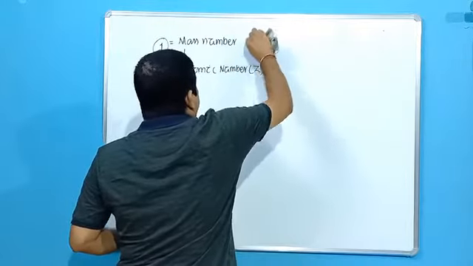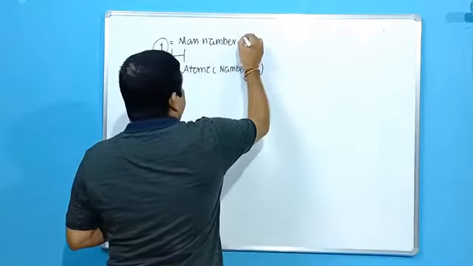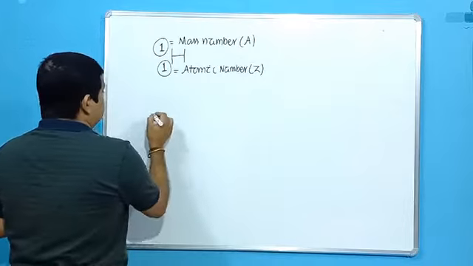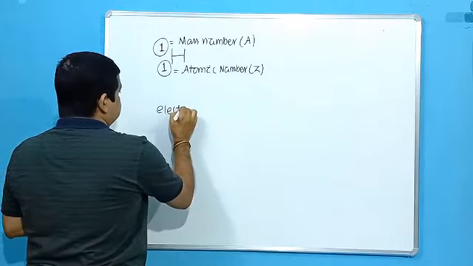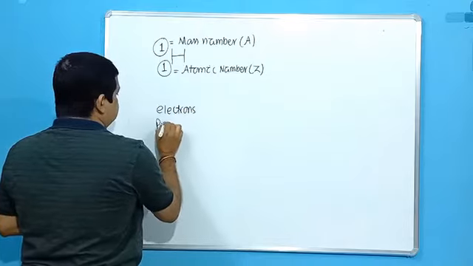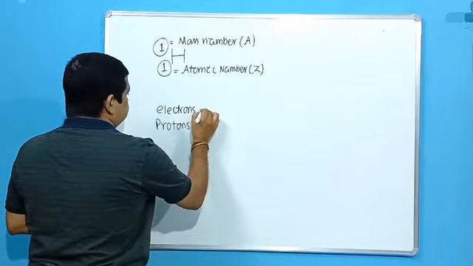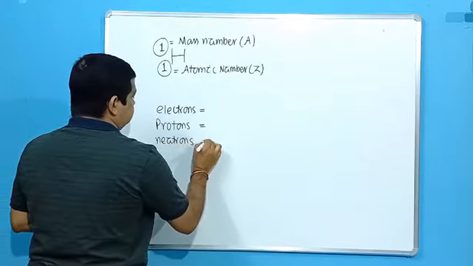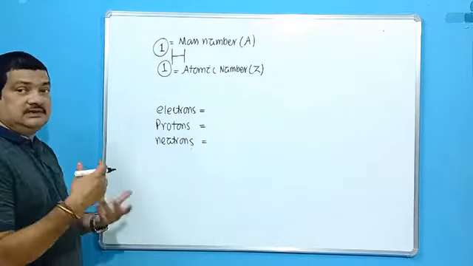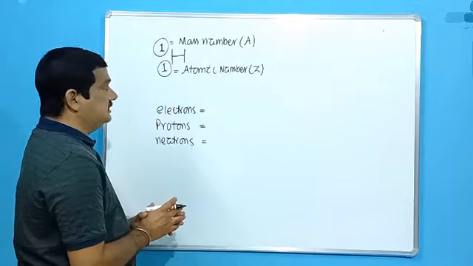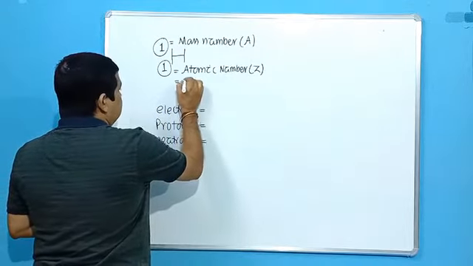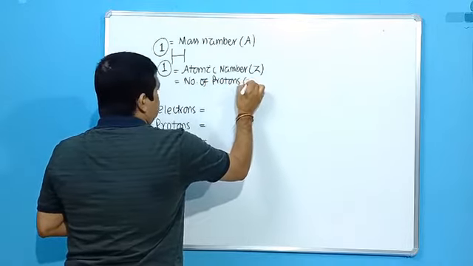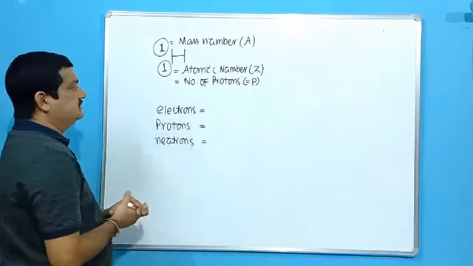Okay. So if I tell you to find out the number of electrons, protons and neutrons in hydrogen, that is H 1 1, how can you calculate? Now for that we have to once again remember what is atomic number. I have already told you atomic number is the number of protons. That means it is equal to P, number of protons.